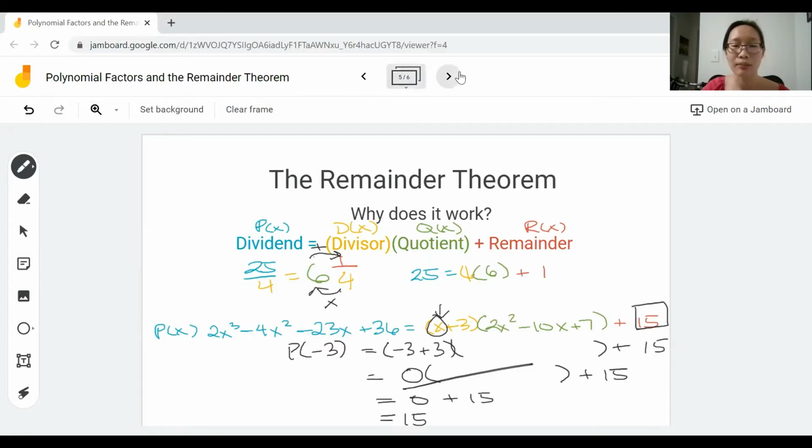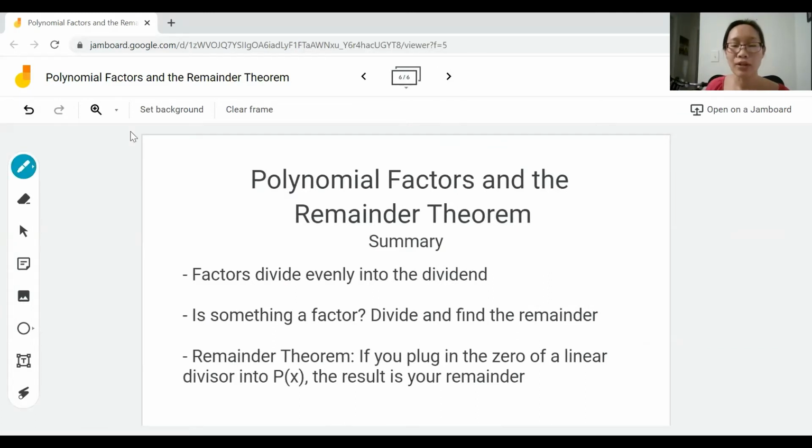Let's summarize. Factors divide evenly into the dividend, and by divide evenly, I mean that the remainder is 0. If you want to know if something is a factor, you can divide and find the remainder. If your remainder is 0, then it is a factor. If your remainder is not 0, it is not a factor. If you don't want to divide, you can use the remainder theorem. So that means if you plug in the 0 of a linear divisor into p of x, so you find the p of your 0, the result that you have left will be your remainder.